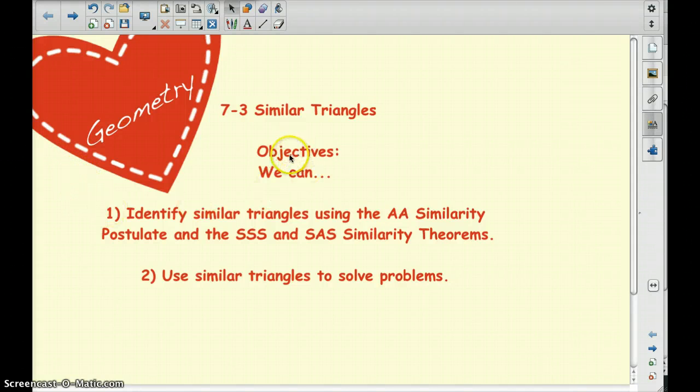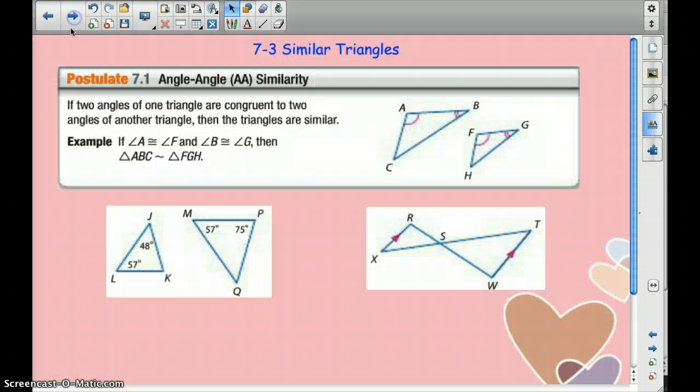We're going to start section 3 of chapter 7, and pretty much we're going to focus on this first objective in this video. We're going to use the angle-angle similarity postulate, and the side-side-side and side-angle-side similarity theorems. In class on Monday, we'll do more of this, using similar triangles to solve problems.